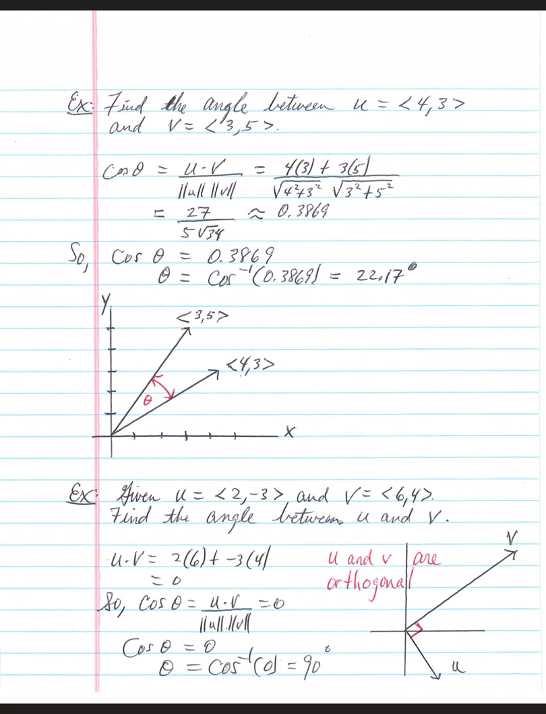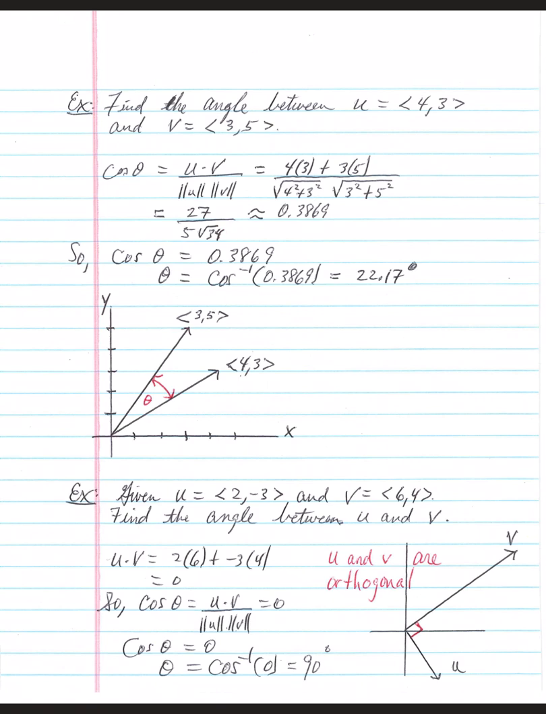Our dot product is 4 times 3 plus 3 times 5. So it's first times first component plus second times second. The magnitude of u is going to be the square root of 4 squared plus 3 squared. The magnitude of v is the square root of 3 squared plus 5 squared. I tried to write it out pretty detailed for you. That totals out to 27 over 5 square root of 34, which is approximately this decimal value.